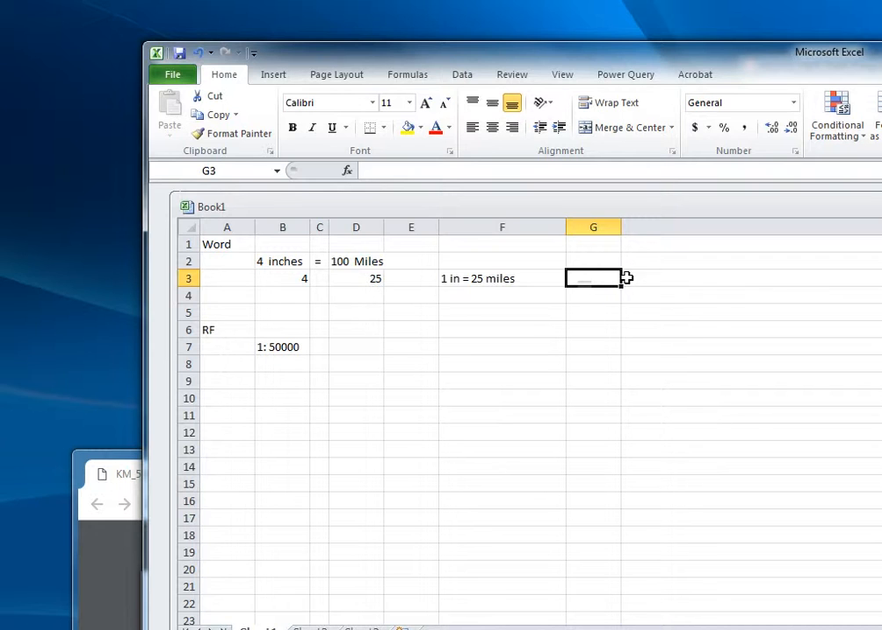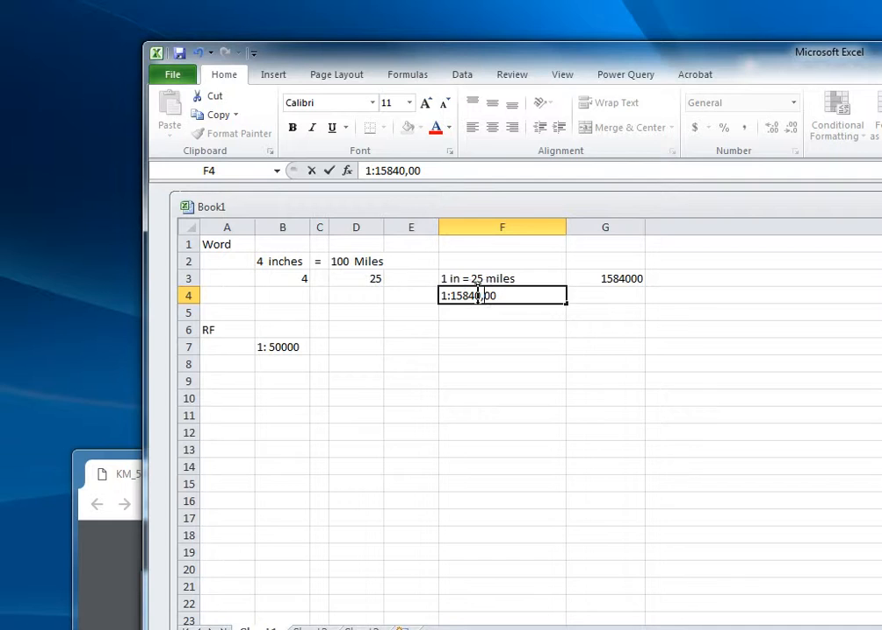So I know that there are 12 inches in a foot, and I know that there are 5,280 feet in a mile, and I know that I have 25 miles. So I'm going to divide that up, and my answer then would be 1,215,841,23. And that would be my representative fraction, or my ratio fraction. And if you put commas in there, it makes it so much easier for me to grade.